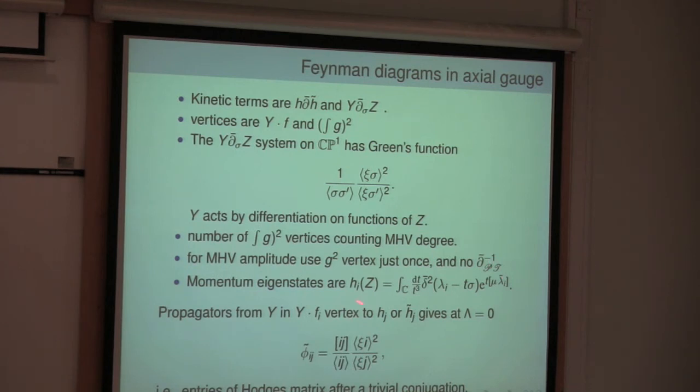To get formulae that people can understand, you can put in momentum eigenstates, which have a formula. These are one-forms that can be expressed in terms of the momenta, and if we were working with the case when lambda equals zero, the propagators from the y dot f vertex going to h or h tilde gives this kind of Hodges factor rather nicely. It gives the entries of the Hodges matrix after some trivial conjugation, and so we can see the Hodges matrix actually arising as what happens when you have Feynman diagrams that involve lots of these y dot f vertices.